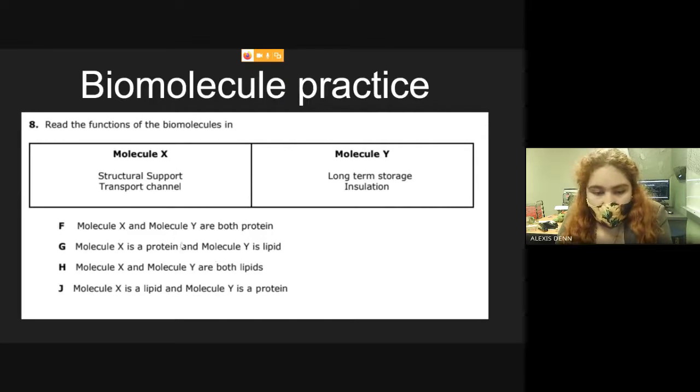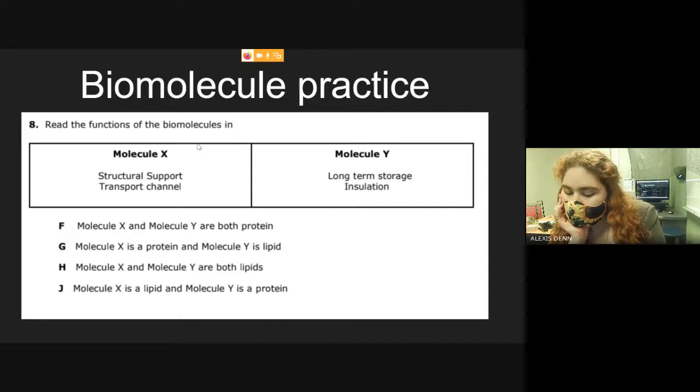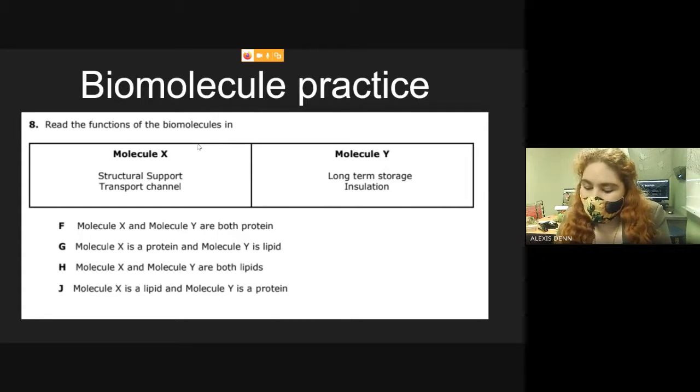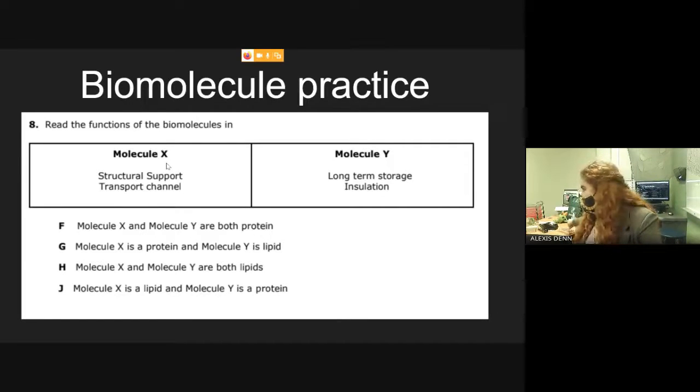Our options are proteins or lipids. Does molecule X sound like a protein or a lipid? Providing structural support and transport channels. Use the chat or your mic. What do you guys think? Structural support channel and a transport channel. What is this? Is it a protein or a lipid? Someone's got to answer. The more time you take to answer, the less time you have for your test.